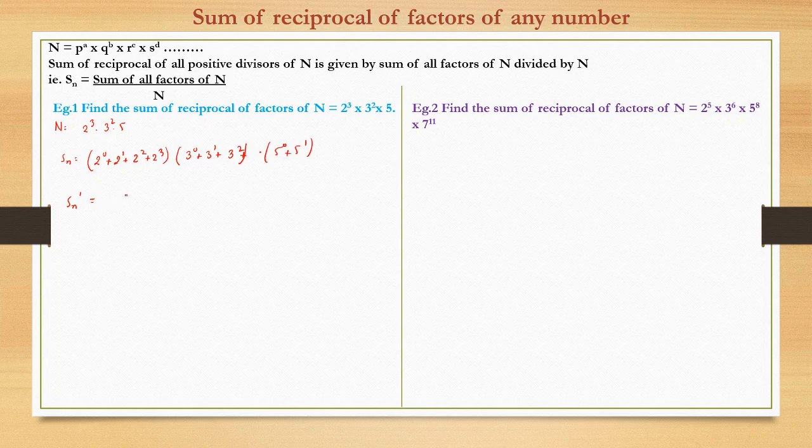So that we can give as 1 upon 2 raised to power 0, since we have to find the reciprocal, 1 upon 2 raised to power 1, 1 upon 2 raised to power 2, 1 upon 2 raised to power 3. Then this should be given as 1 upon 3 raised to power 0 plus 1 upon 3 raised to power 1 plus 1 upon 3 raised to power 2. This can be given as 1 upon 5 raised to power 0, 1 upon 5 raised to power 1.